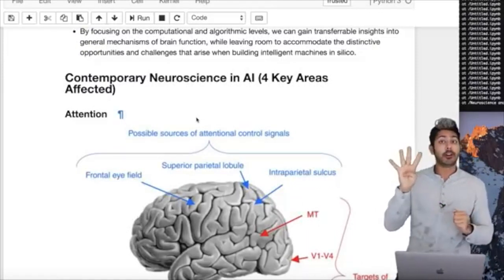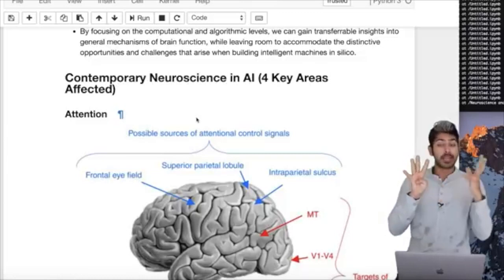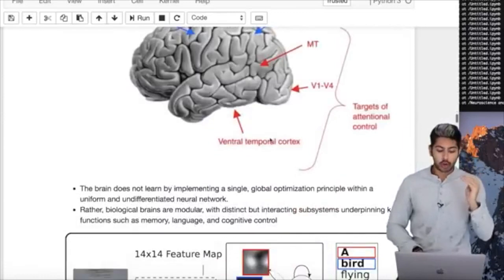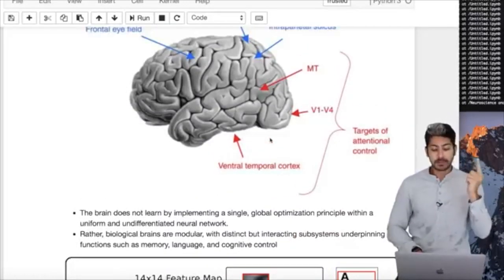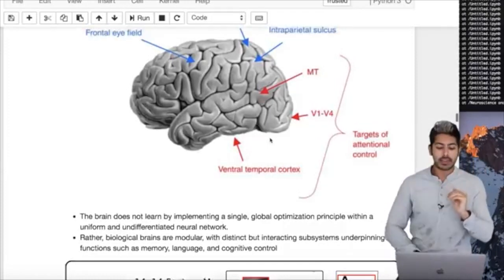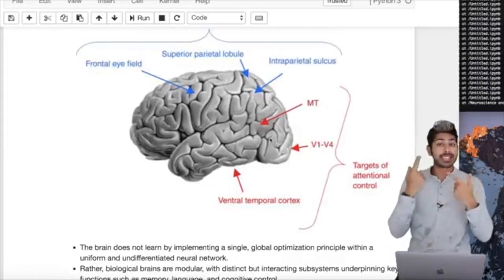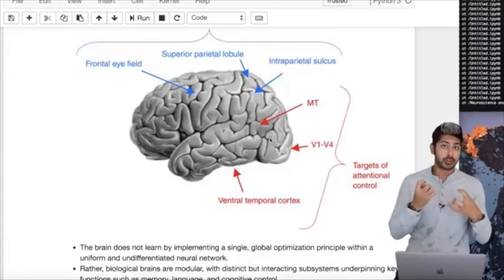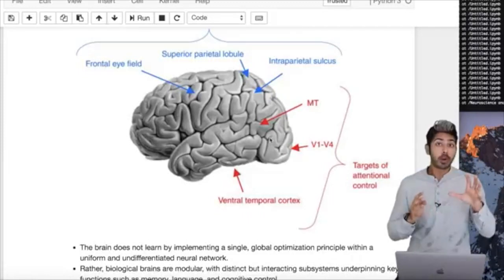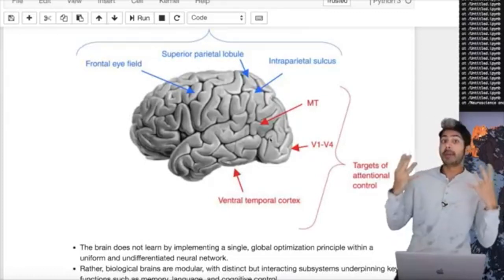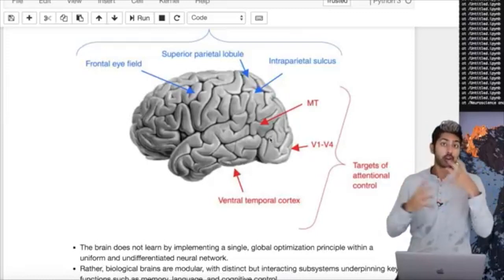So there are 4 key areas in AI that have been affected by contemporary neuroscience. The first is attention, okay? So the brain does not learn by implementing a single global optimization principle within a uniform and undifferentiated neural network. What I mean by that is it's not like we have some giant LSTM network running everywhere, right? It's not just some giant recurrent network. We have different modules that are good for doing different things. So one part of the brain could be doing something like a Hopfield network, and another one could be an LSTM network, and another one could be a self-organizing map. And so there are different modules that are good for different things.